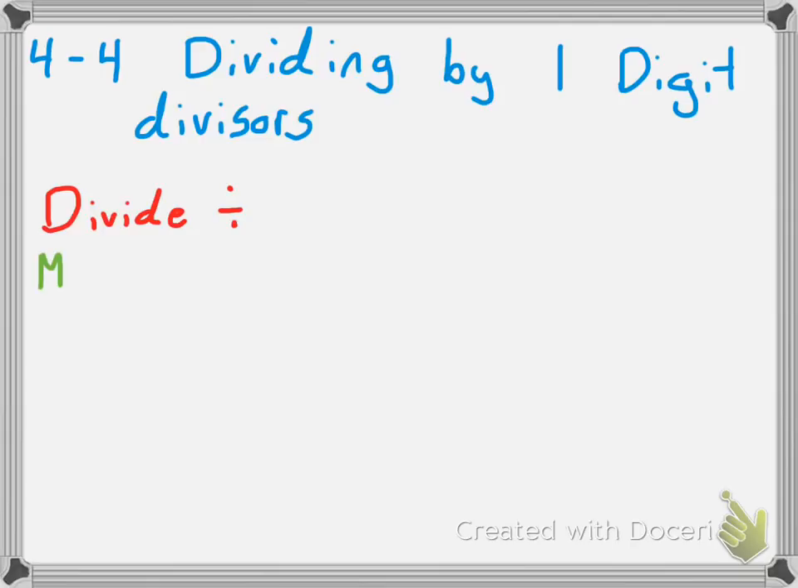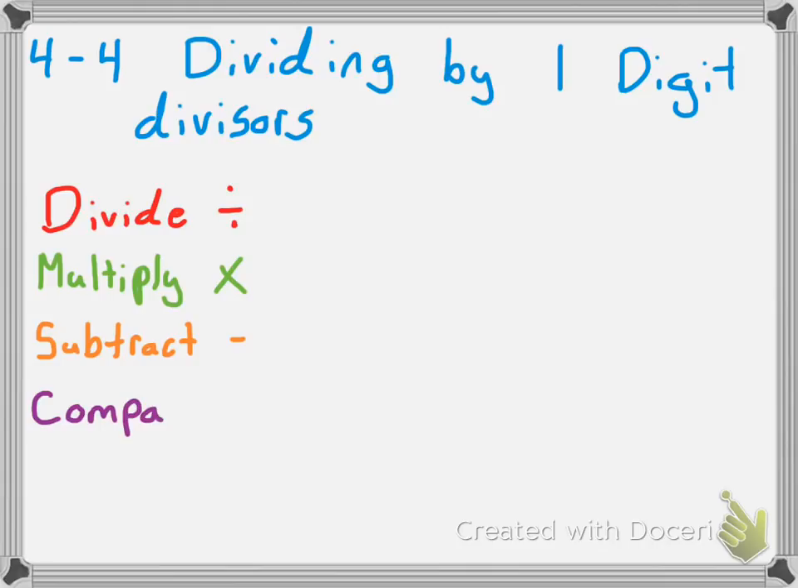Step 2 is M for multiply. Step 3 is S for subtraction. Step 4 is C for compare. And finally, step 5 is B for bring down. Now, what does all that mean? Well, let's look at an example.